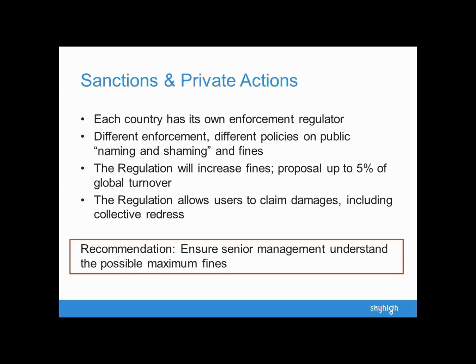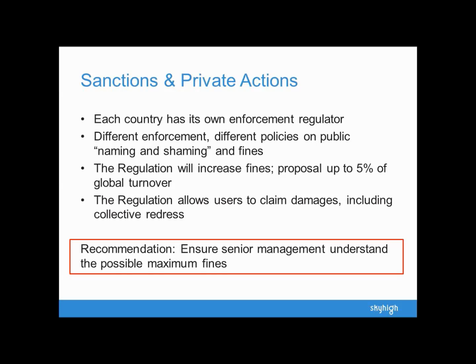5% of global turnover. There is no question about it. The EU is deadly serious about data protection, and this should make everybody sit up and think, am I doing the right things? Because the risks of getting it wrong are very large indeed. And the new regulation also allows users to claim damages, which, as far as I'm aware, in the current directive has only been implemented in one country.